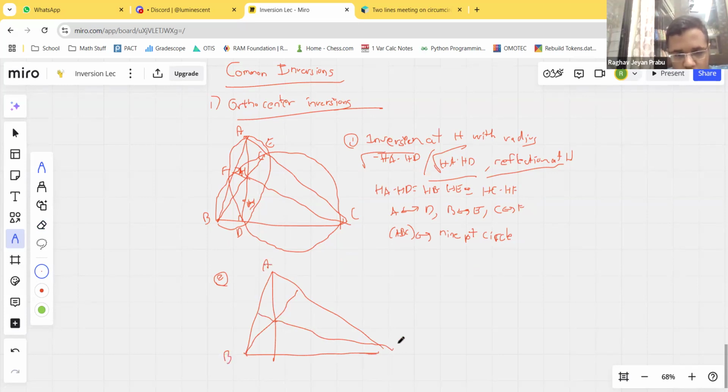A, B, C. And then this is D, H, E, F. Okay. So now I invert at A with radius root AH times AD. So where do you all think the other points will map?